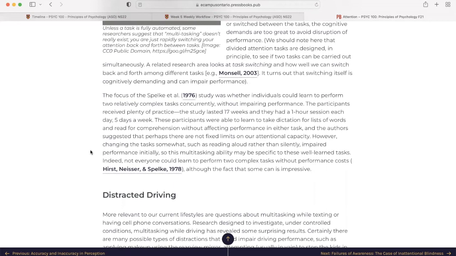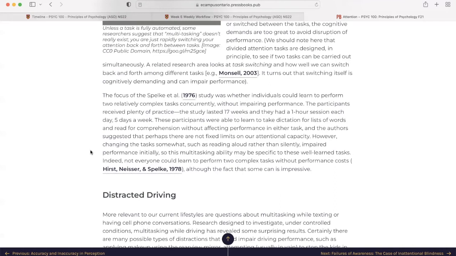The participants received plenty of practice. The study lasted 17 weeks, and they had a one-hour session each day, five days a week. These participants were able to learn to take dictation for lists of words and read for comprehension without affecting performance in either task. And the authors suggested that perhaps there are not fixed limits in our attentional capacity.